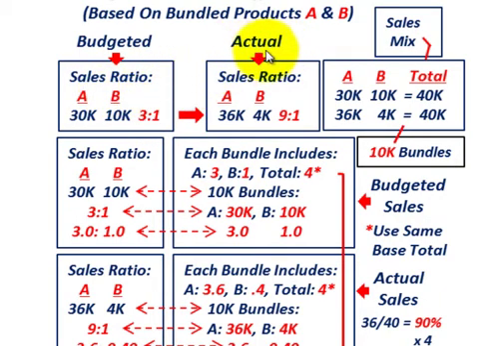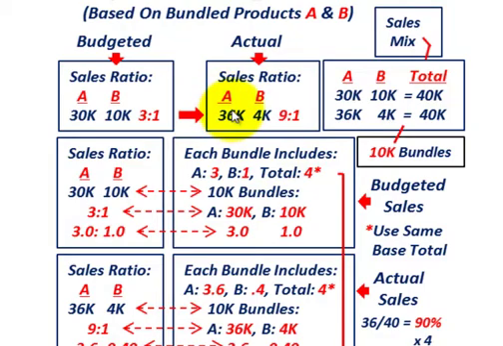And then looking at our actual sales ratio, this is where it's going to change. For product A, instead of selling the 30,000 that we budgeted, we're now going to be selling 36,000 of product A. And for B, instead of the 10,000 that we budgeted, we'll now be selling 4,000. That's our actual sales. Based on those amounts, we're going to have a sales ratio of 9:1. Simply, the 4,000 divided into 36,000 gives you 9, and 4,000 into itself is 1.